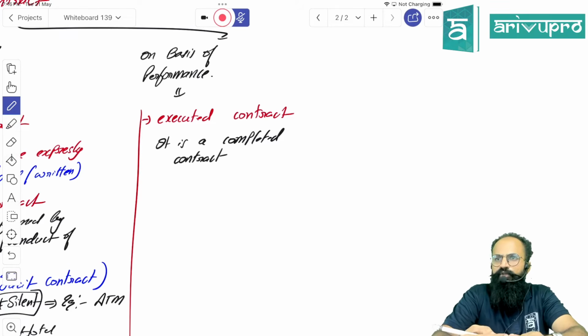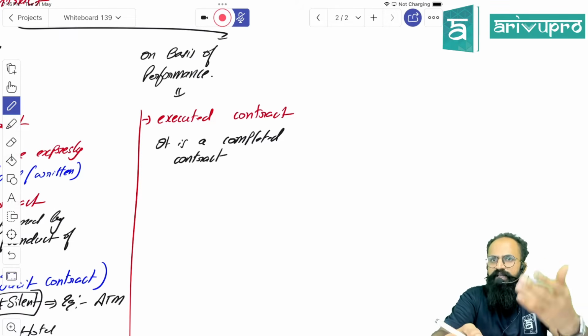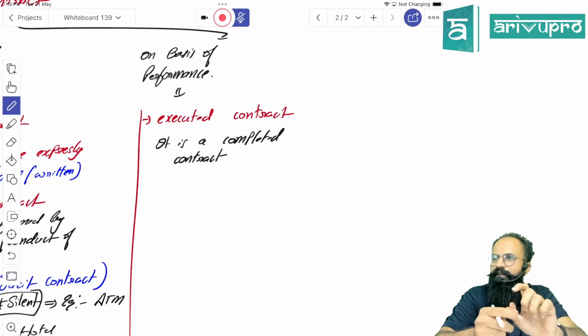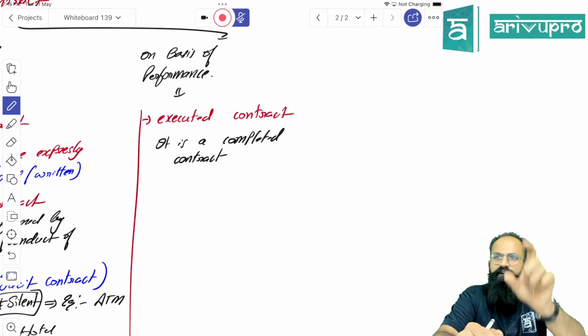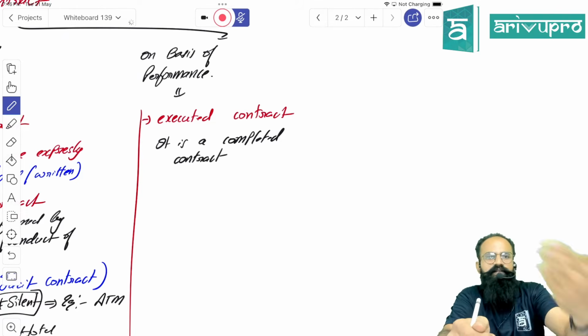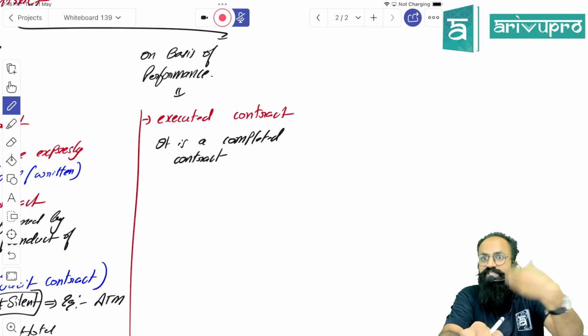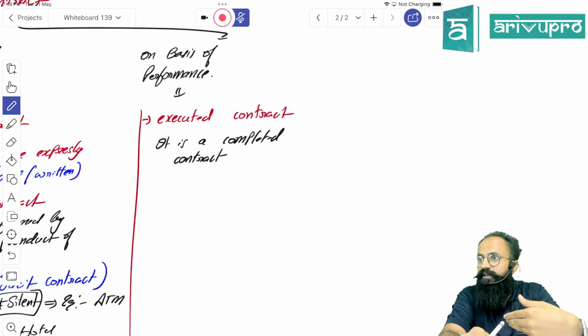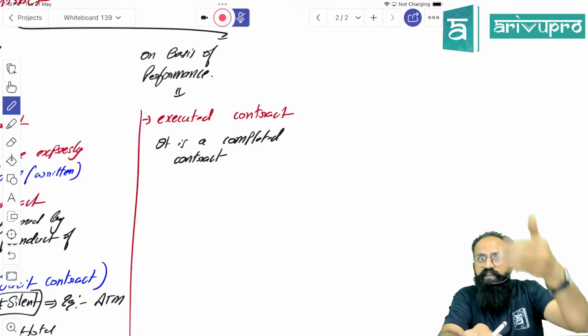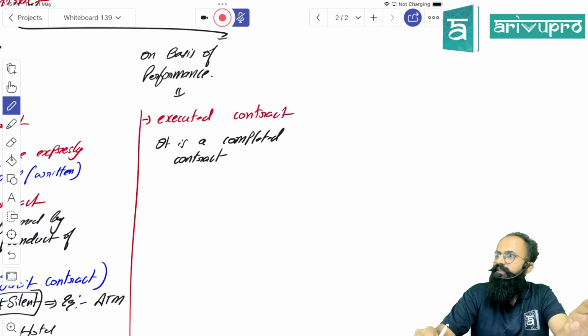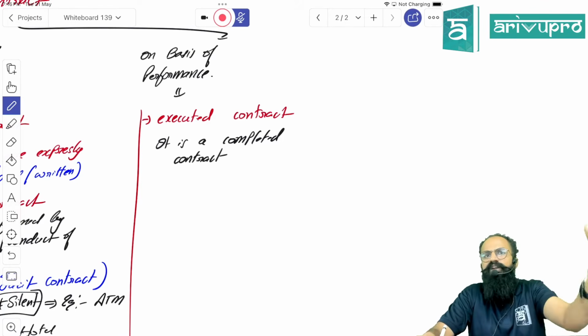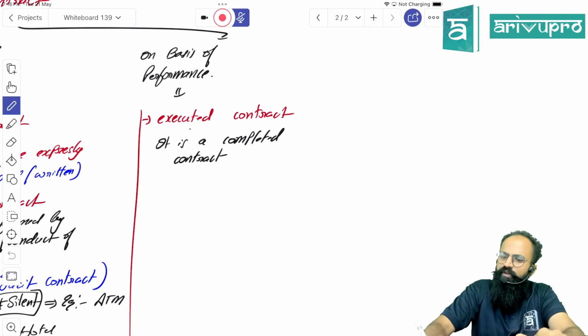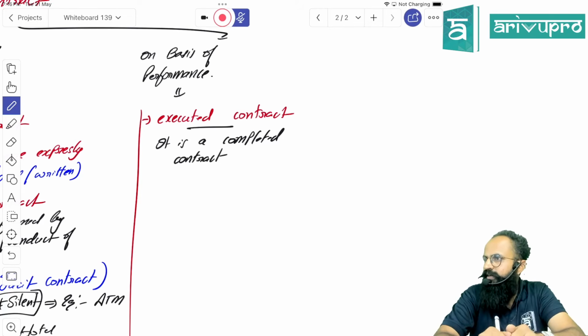Imagine I go to a hotel, take a token at the dosa counter, and give it to Anna. Anna makes the dosa and gives it to me. Initially, it is still an executory contract, he should still give me the dosa. I gave the token, he gave me the dosa, the contract ends. That is an executed contract, done and dusted.